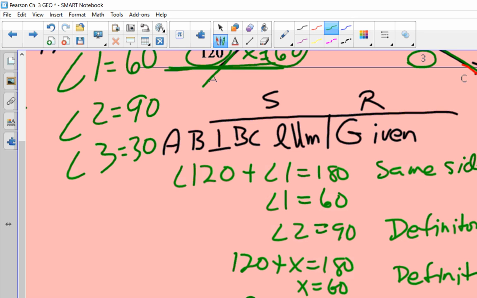Okay, so that's a test question. I started off with a proof. Forgot that we had to just find angles on this one, but I left it as a proof, kind of showing you what my thought process is, and how I can get all those. Okay. All right.